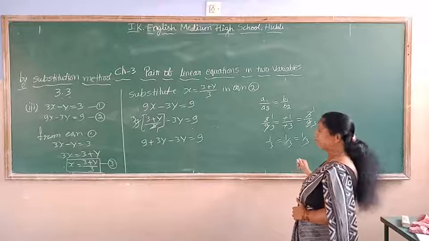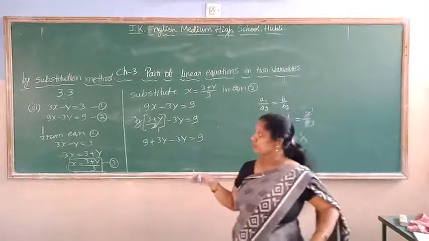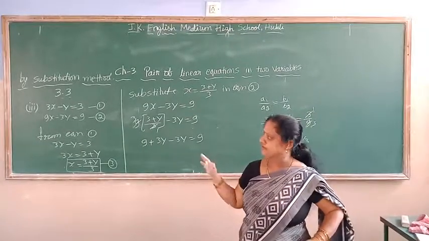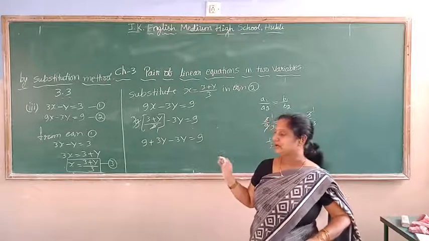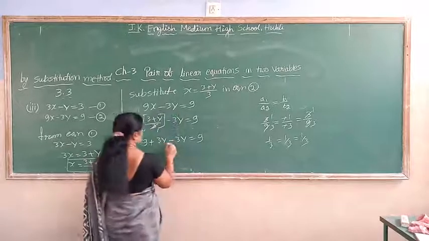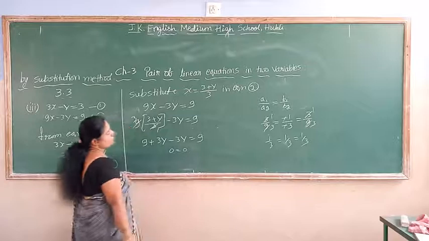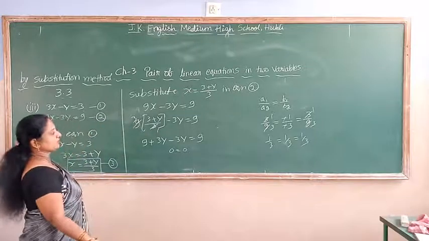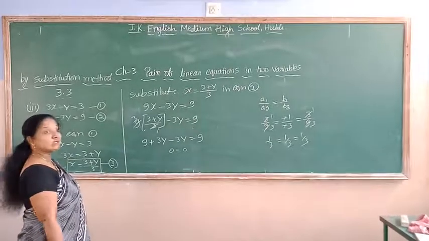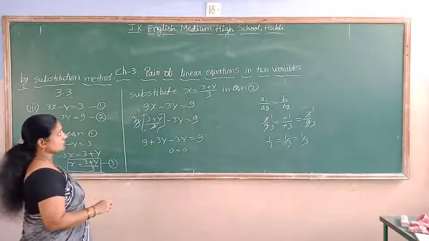What type of lines are you going to get? Coinciding lines. So they have infinitely many solutions. Every solution means if any value is substituted, that is also a solution, children. Now the plus 3y and minus 3y cancel. 9 minus 9, you are going to get 0. So you got the y value 0 only. 3y minus 3y is 0 only. So the x value is also 0 only. When both sides are the same, it means it will have infinitely many solutions.